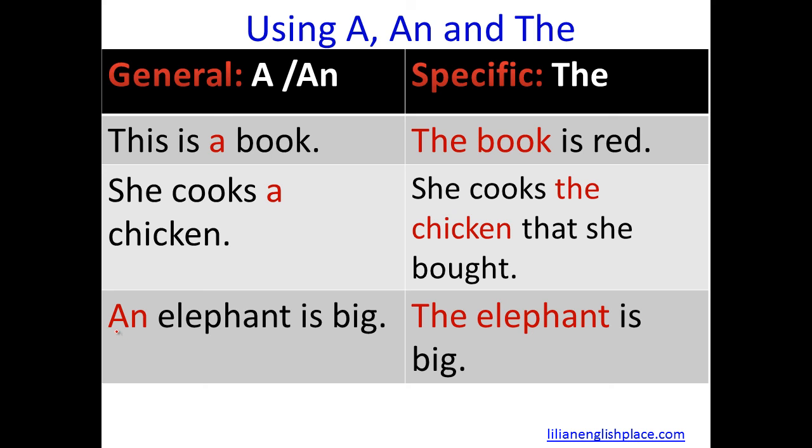Next example, an elephant is big. Any elephant is big, right? As opposed to the elephant is big. Now you're talking about a specific elephant. Maybe the elephant that you saw in a zoo, or the elephant that you saw in the movies.